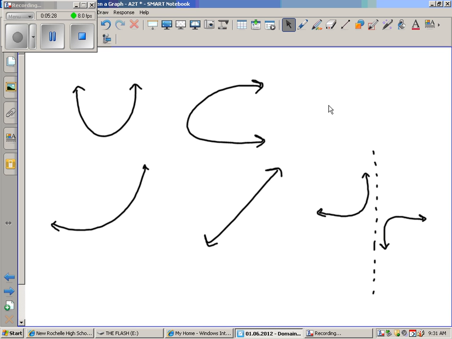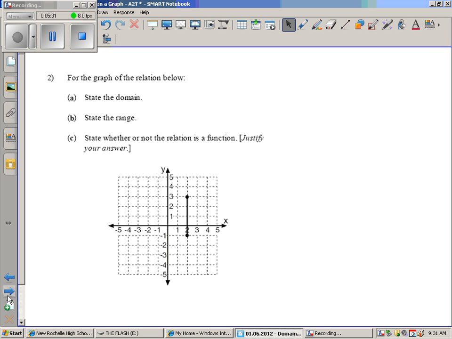Okay. Now let's go back to our problems again. Domains and ranges. What's the domain of this one?